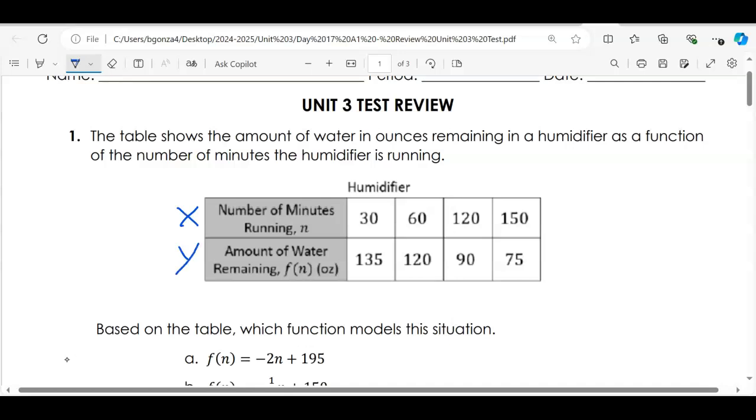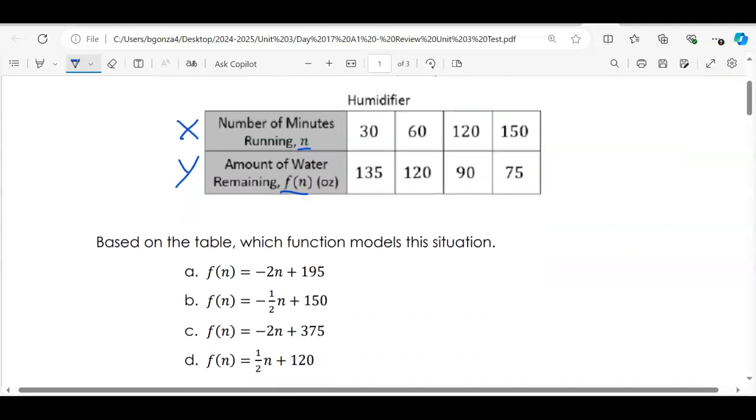Now they're using n and f of n in this table. But you have your independent value, number of minutes, going on the top row. Then you have your dependent amount of water on the second column. Now, based on this table, which function models this situation?